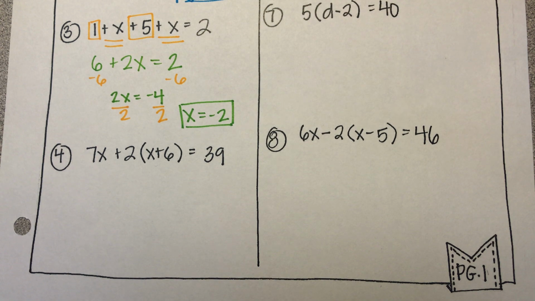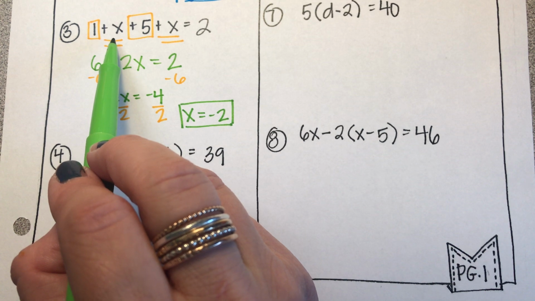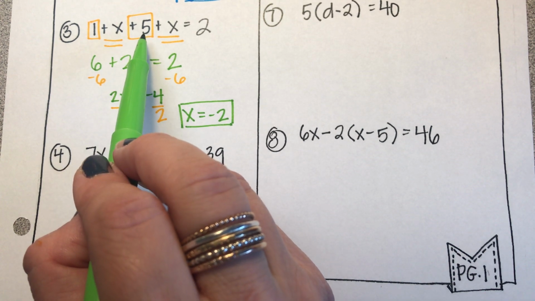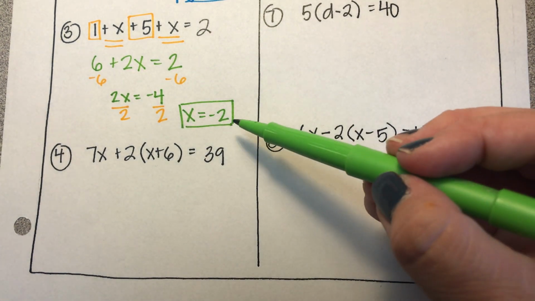Okay, and I swear you don't have to check every one. I would if it was me, but 1 plus negative 2 is negative 1. Negative 1 plus 5 is 4. 4 plus negative 2 is 2. So it works.